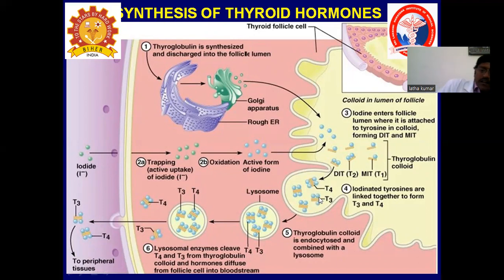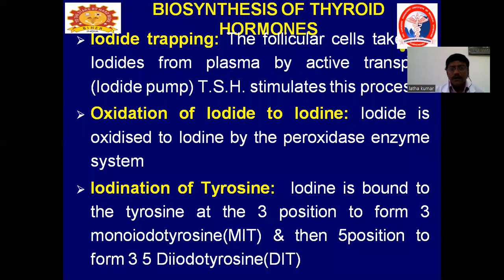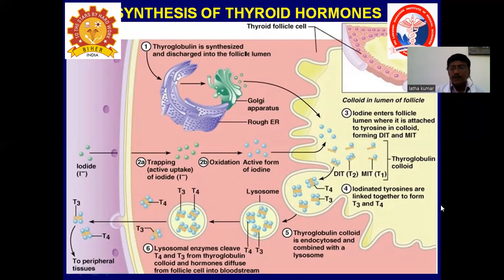Okay, this is the process of the formation of T3 and T4. One monoiodotyrosine and one diiodotyrosine joined to form T3. Two diiodotyrosine joined to form T4. T4 and T3 are forms of thyroid hormone. Iodinated tyrosines are linked together to form T3 and T4.